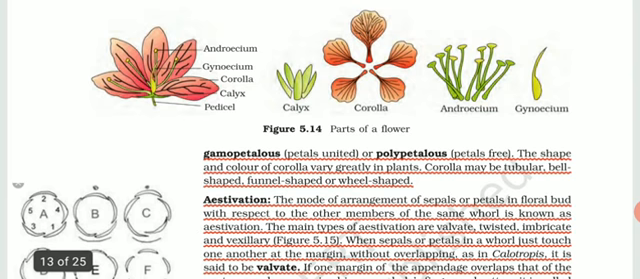Here also they have shown different parts of the flower in figure 5.14. The shape and color can vary from one plant to another. Sometimes they can be tubular, bell-shaped, funnel-shaped or wheel-shaped.